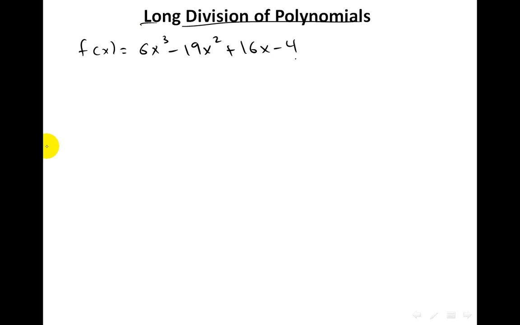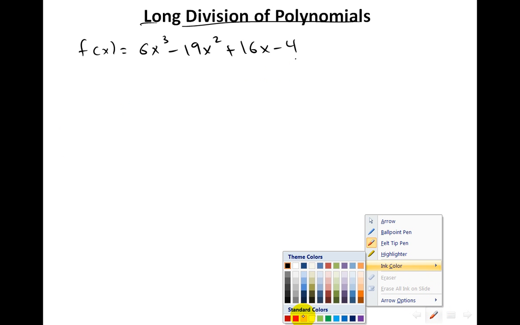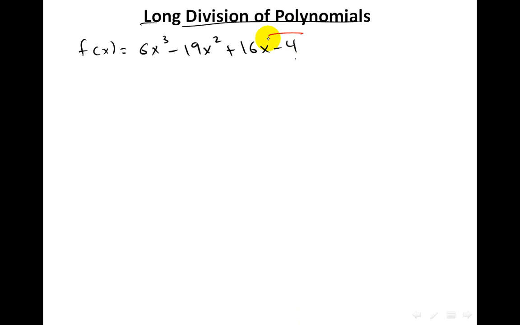Okay, so here let's say that you have this function f of x equals 6x cubed minus 19x squared plus 16x minus 4. Here you cannot take out a common factor, you can't do grouping, so you have to do the long division. How can you start doing the long division? Take the constant term, then once you take the constant term, find its factors.